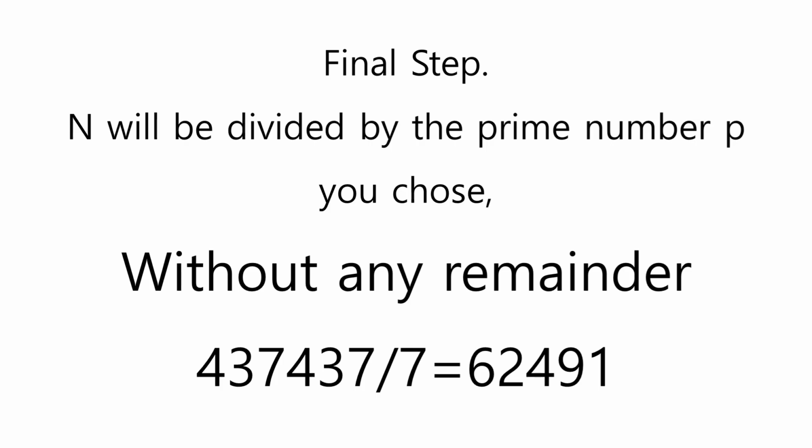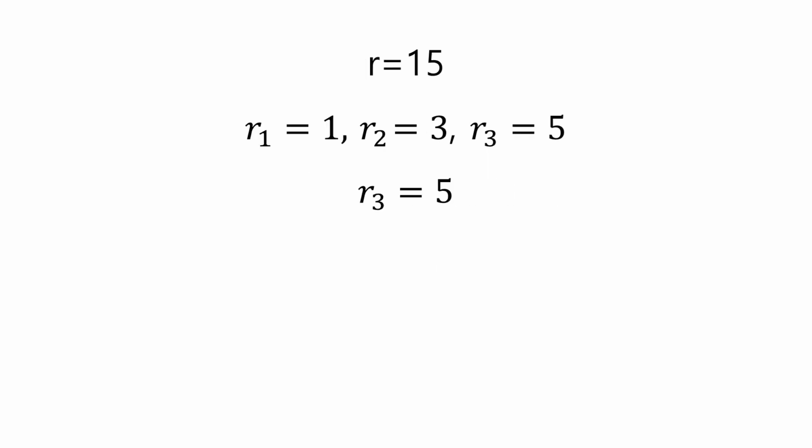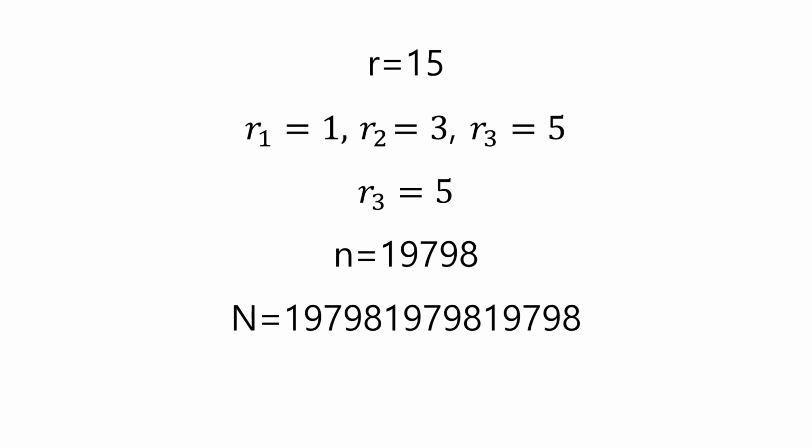437,437 divided by 7 will be 62,491. So large n will be 197,981,979,819,798, and I'll choose 19,798.